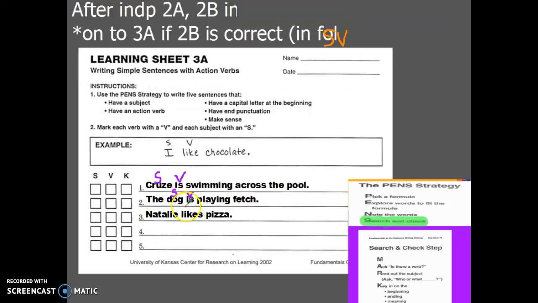Is there a verb? Yes. Who or what likes? Natalie does. It has a capital letter. It has end punctuation. It makes sense. I'm done. So your job now is to write 10 sentences following the PEN steps and the search and check steps. Good luck, boys and girls.